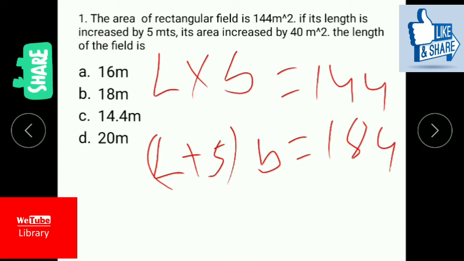Take the first option, 16. If you substitute 16 in the first equation, B is equal to 144 by 16, you will get 9. If you substitute L equal to 16 in the second equation, B is equal to 184 divided by 21, it is 8 point something. Now substitute L is equal to 18, then you will get B is equal to 144 by 18, which is 9. And for 18 plus 5, that is 23, B is equal to 184 by 23, which is 9. So the answer B is right. There is no need to go for further options because of time constraints. There won't be such a twist in the questions. And we'll go for the second question.